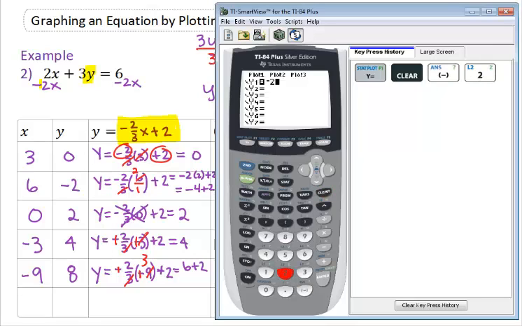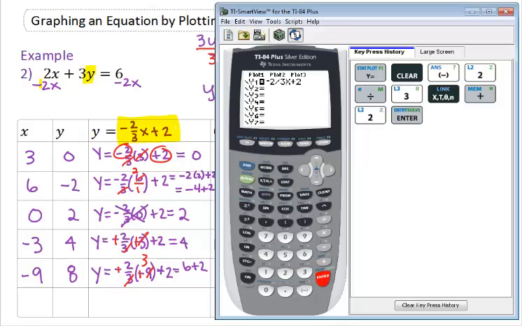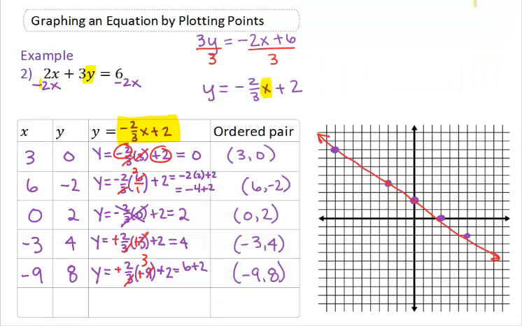Negative 2 divided by 3, that's the only way we can put in fractions here, times our x plus 2. Enter to make sure the calculator knows all of it. And then graph to see our graph here. And that is the graph that we came up with when we did this by hand. So we did everything good to go.